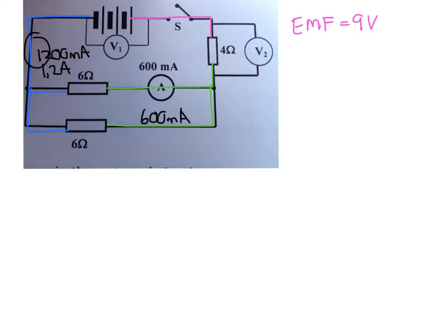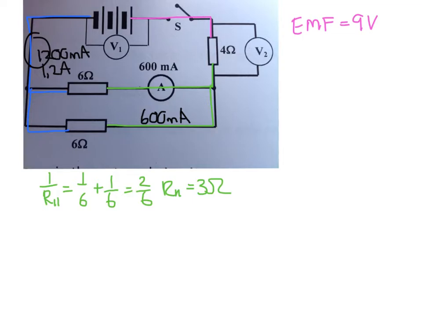So we need to keep all of that in mind. And then let's see what the questions ask us. Firstly, calculate the total resistance in the external circuit. Well, how do we go about that? We know that we've got a parallel network. 1 over R parallel is equal to 1 over 6 plus 1 over 6, and therefore that is equal to 2 over 6. And R parallel is equal to 3 ohms.